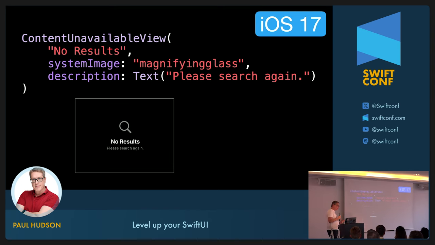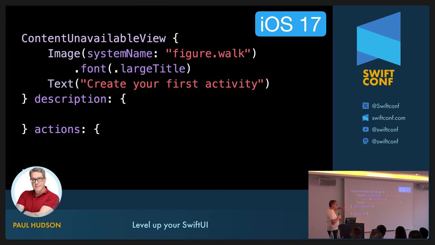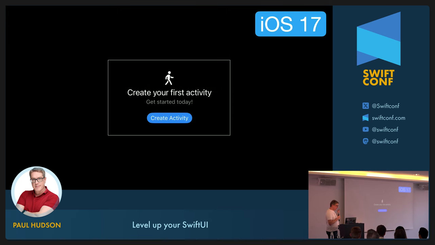And if you want full control, you know, semi-standard UI, you can say, okay, I want a completely custom unavailable view with custom description, custom actions. I want to have that exact image and this exact font and this text editor. I want to have some text below saying, get started today. I want to have a button below that saying whatever. A fairly standard first run screen, and you get this great standard UI. It looks really, really nice.